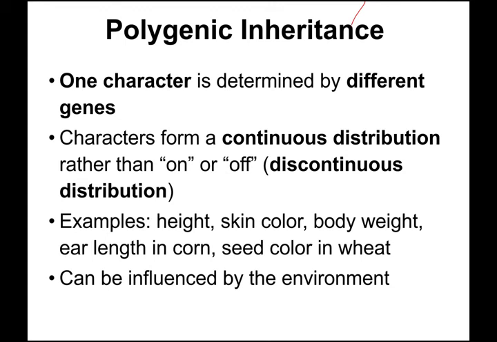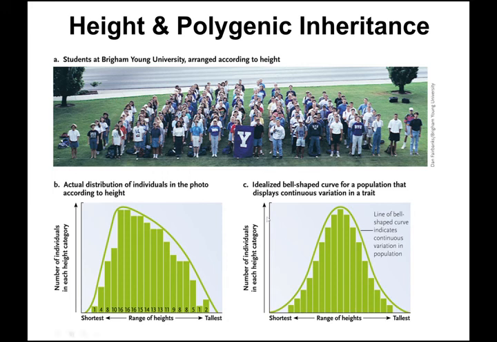Another variation from Mendelian genetics: Mendelian genetics basically says that one gene controls one character. This is not always true. There are characters that are controlled by many genes. Okay, and these are referred to as polygenic characters or polygenic inheritance. An example is height, skin color, which I always use, the body weight, and so on. They are determined by different genes.